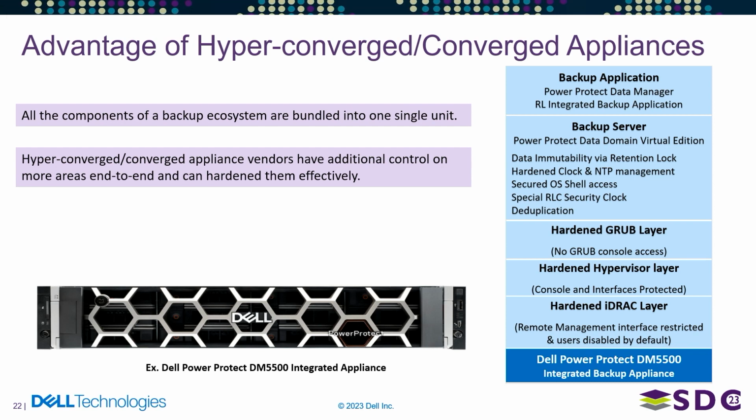Now, all these layers are hardened as per our own best practices that we consider as good. Nobody can access the iDRAC layer, users are disabled, GRUB is locked completely, hypervisor is in lockdown mode, and the backup server, which is the Data Domain Virtual Edition, has its own clock hardening, a secure clock to detect clock skews as a third level of defense. The operating system is hardened. The backup application is integrated in this box so that it is not a separate box out there. Everything is in one cell.